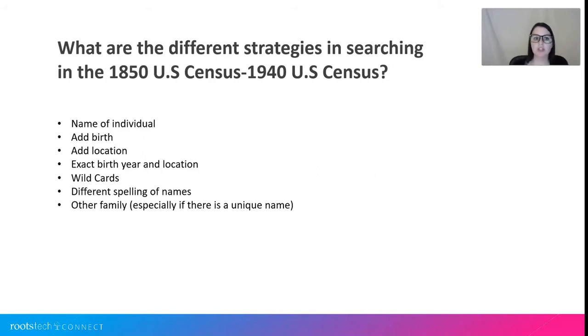So to begin with, you want to write down the name of your individual. And if there are several different results, then you would add the birth. And then you narrow it down by adding the location. And if there's still just too much, then you will add the exact birth year and location. And if you're still not finding them, you can use the wildcards, which is the asterisk and the question mark. And then there's also different spelling of the names. You can also work through other family members, especially if they're unique.